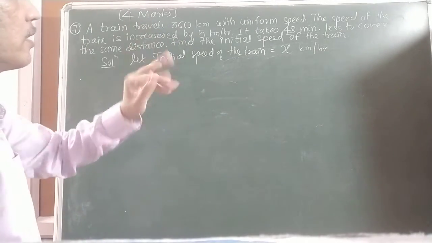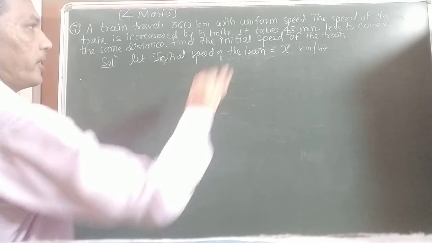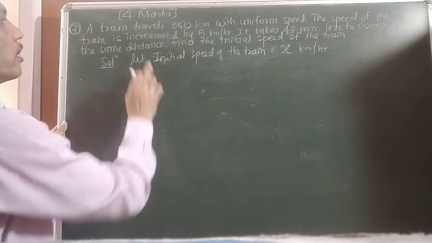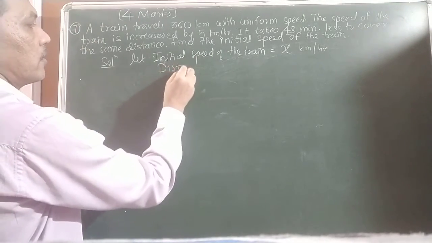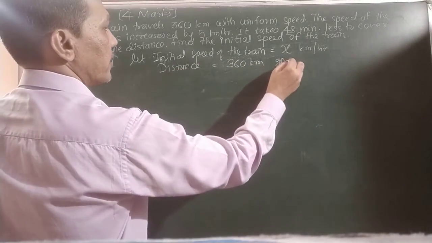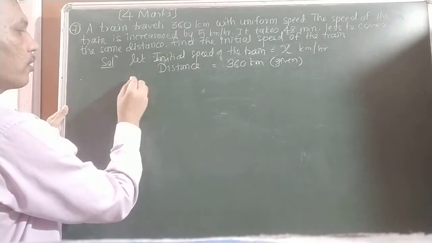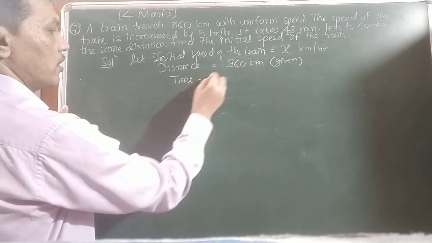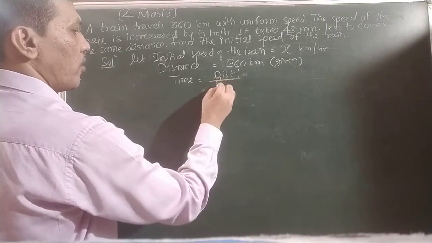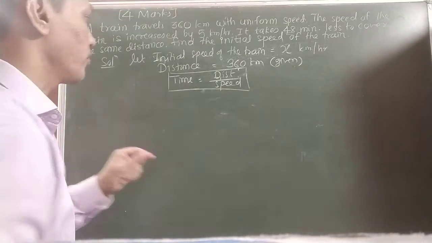Distance fixed at 360. Now time given 48. First convert minute into what? Minute into hour. We can convert. Initial speed of the train is X. Okay. Distance is equal to 360 kilometer, which is fixed, given. Barabar hai? So distance given, speed given. What is the formula for time? Time is equal to distance upon speed. This is the formula in science also, mathematics also. Time is equal to distance upon speed.